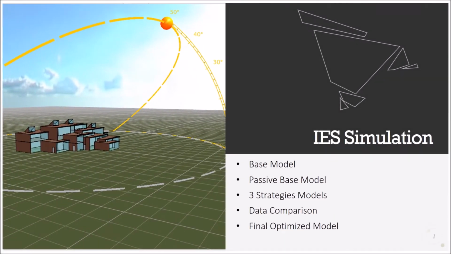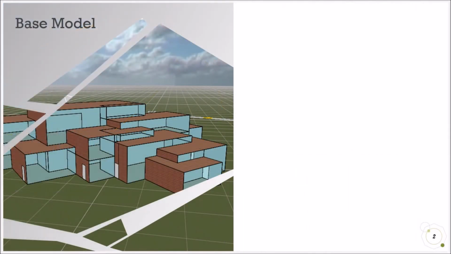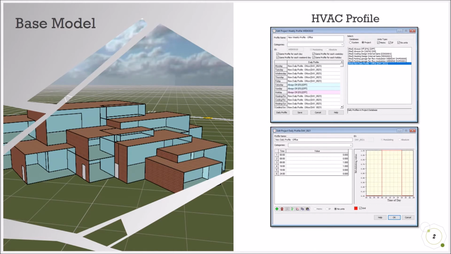Moving to the fourth section of the presentation, IES simulations: the base model, passive base model, 3 strategies model, the data comparison, and final optimized model simulation data will be presented. The base model is built on IES software with HVAC profile of typical working hours and days of the office for more realistic data.